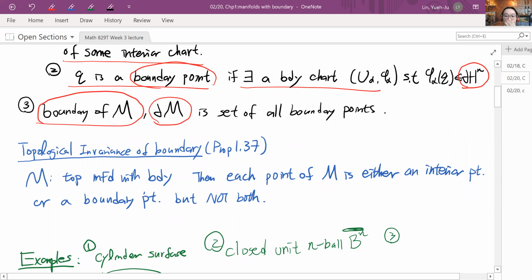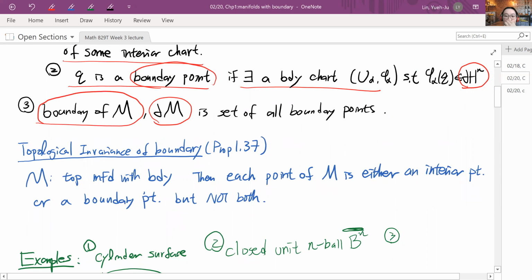That's essentially the sphere, but one dimension lower. If you have a three-dimensional solid ball, then the boundary of this manifold with boundary is S2, the usual sphere we know. Think of exactly the situation of the Earth we live on. The whole solid Earth is the closed three-dimensional ball, while the surface where we live is the sphere, which is the boundary.